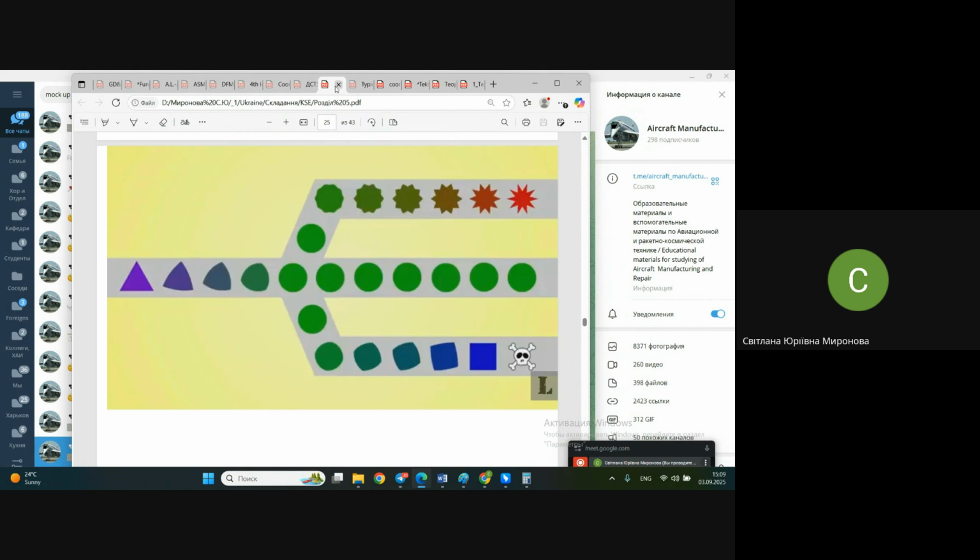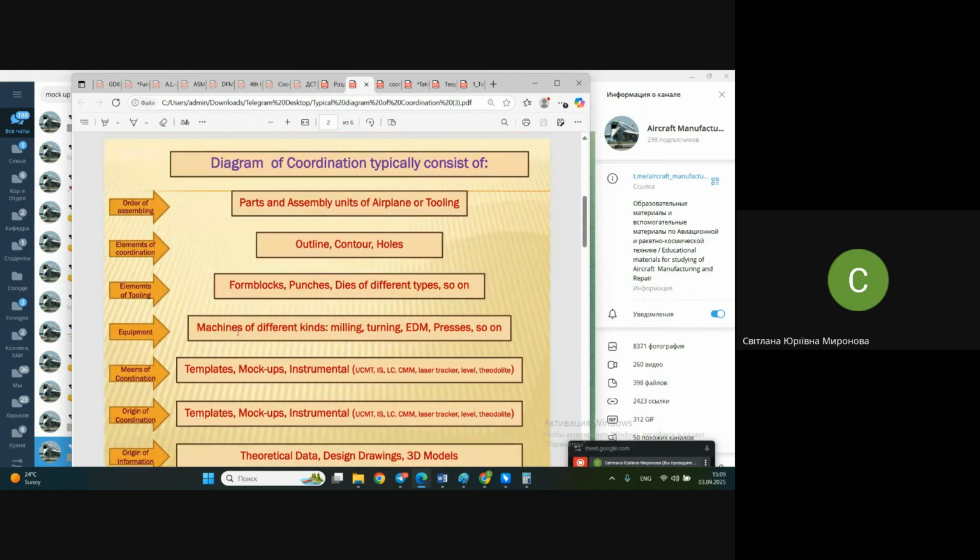Remember this? Quite the same. Oh, I have found this file with the diagram.